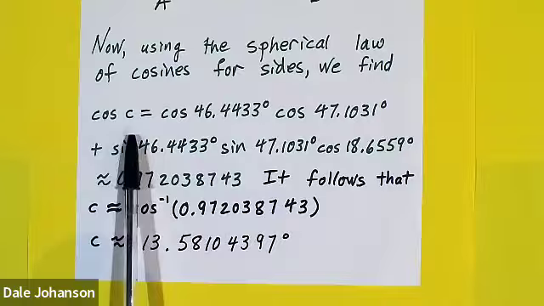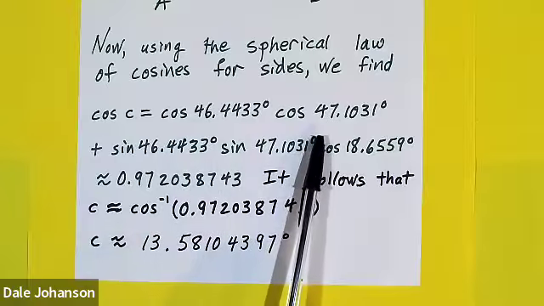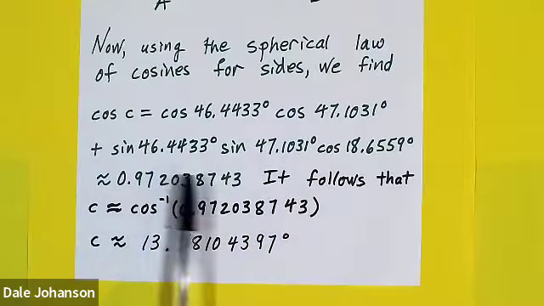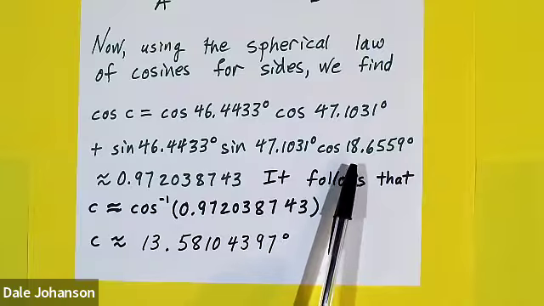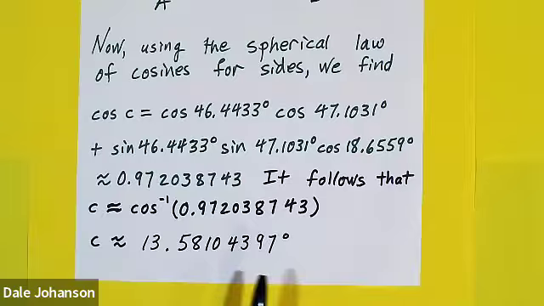So the cosine of little c is the cosine of A times the cosine of B plus the sine of A times the sine of B times the cosine of capital C there, the angle at the North Pole. And we could see we have this long approximation. Once again, we use the inverse cosine function to find out what lowercase c is. Lowercase c is this value. Again, taking out quite a few decimal places there.